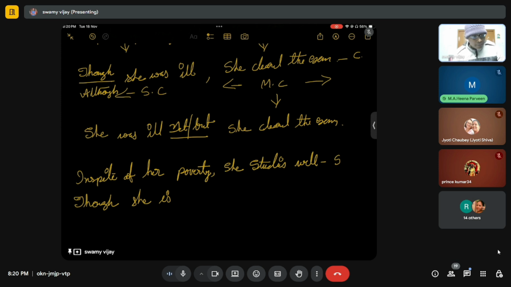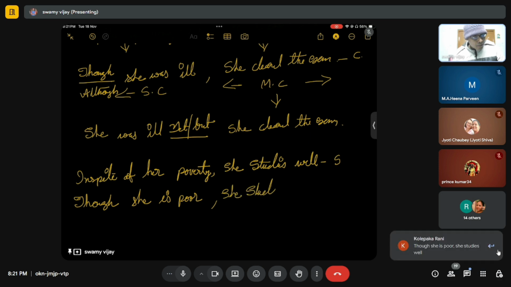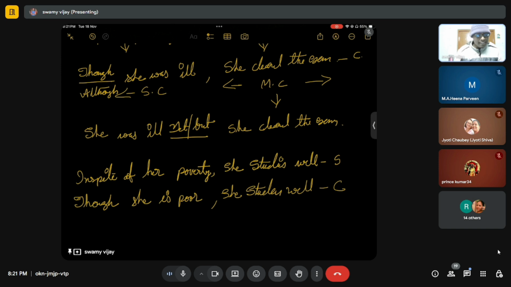What is this complex sentence? Though she is poor, she studies well. Okay, good, Rani. This is complex. Now what is the compound sentence? Tell me. Though she is poor, she studies well.